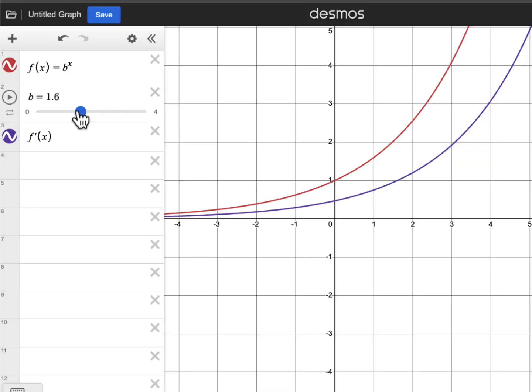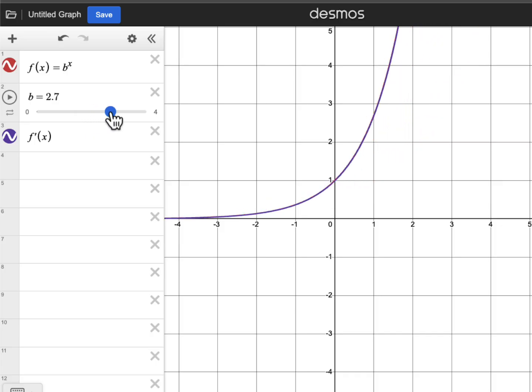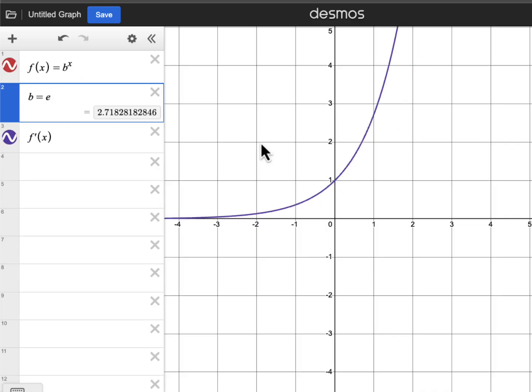So looking back, we saw that as I dragged this slider to around 2.7 is when the two graphs looked alike, although if you zoom in, they are not. It turns out that if that base is e, the original function and the derivative are identical. This is one reason why Euler's constant e is so significant. We'll discuss this a little bit more later in this lecture.